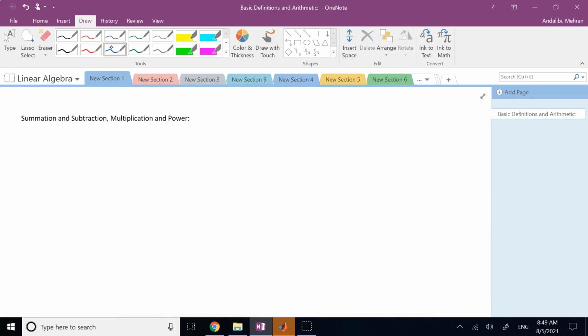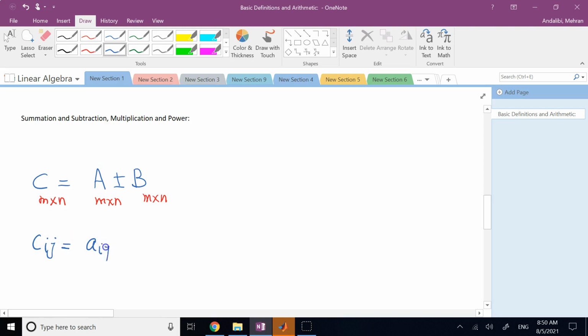So first of all, when we want to add or subtract two matrices, they have to be the same size. So if C is equal to A plus or minus B, A and B have to be the same size, both, let's say, m by n. The result is going to be the same size as well. And then you can say that each entry in C is equal to what? The same row and column index in A, plus or minus the same row and column index in B. So it's basically adding corresponding entries together or subtracting corresponding entries together. It's not really such a hard thing.